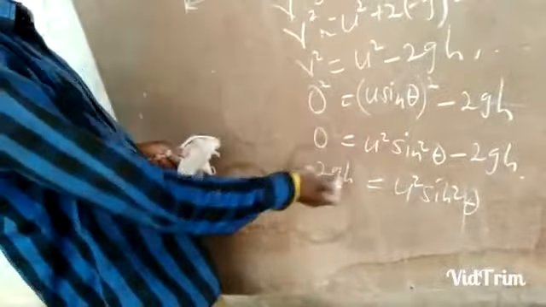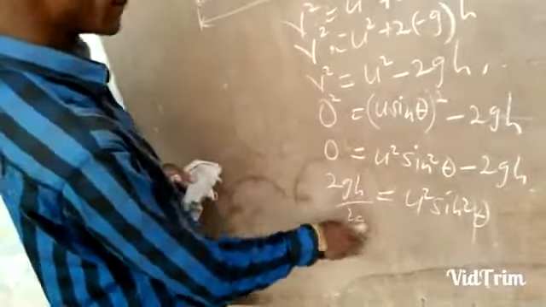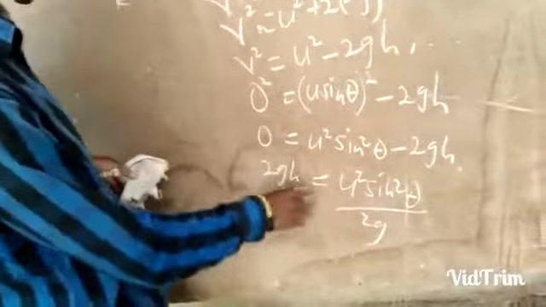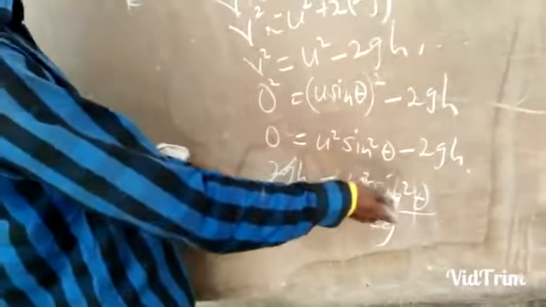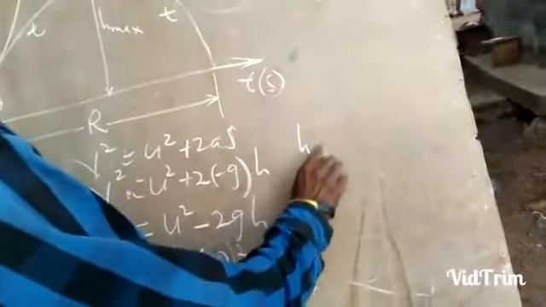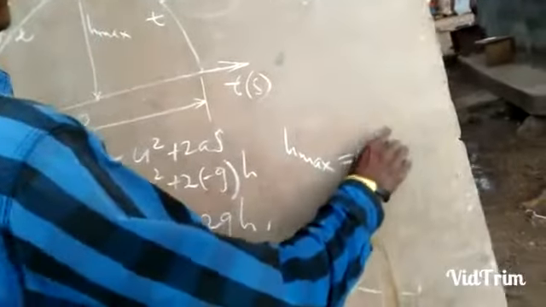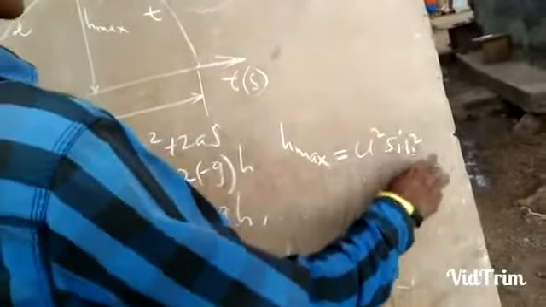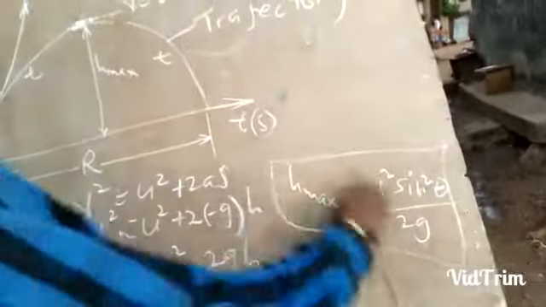So in order to get the maximum height, you divide both sides by 2g. If I divide here by 2g, I divide here by 2g, the 2g cancels here. What is left is h equals u squared sine squared theta divided by 2g. So anytime you are asked to get the maximum height when the object is projected at an angle, the formula is u squared sine squared theta divided by 2g. We are done with that case.